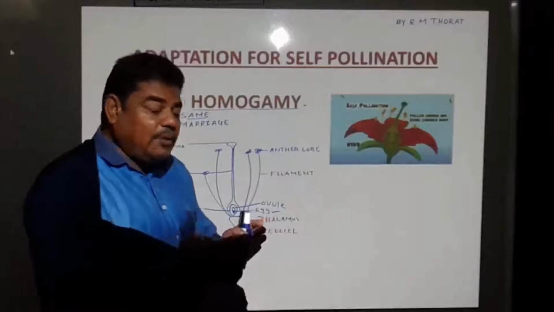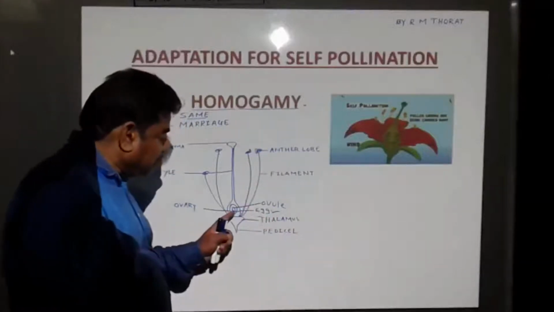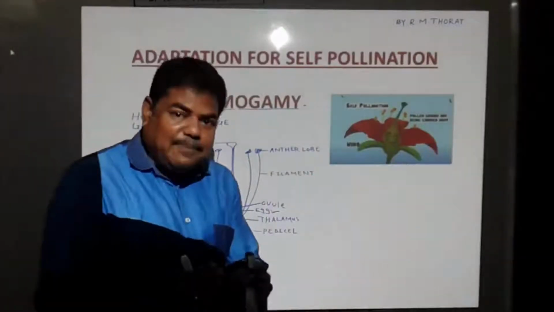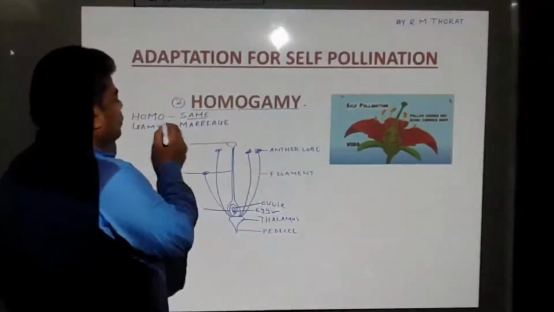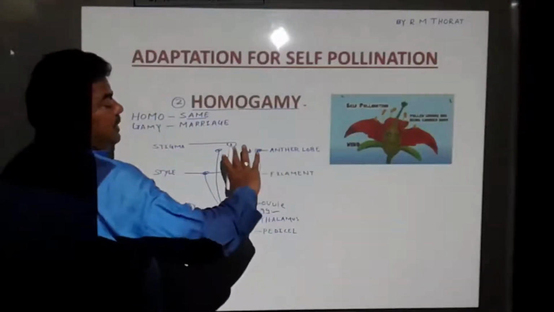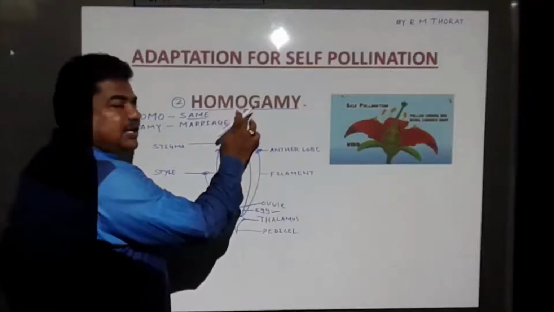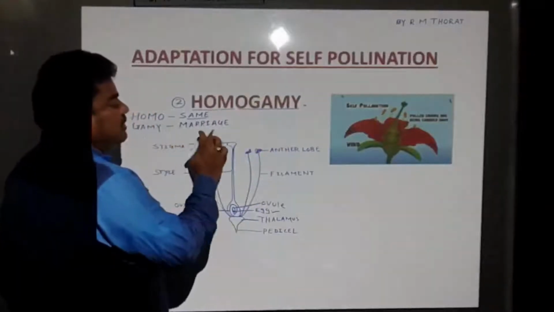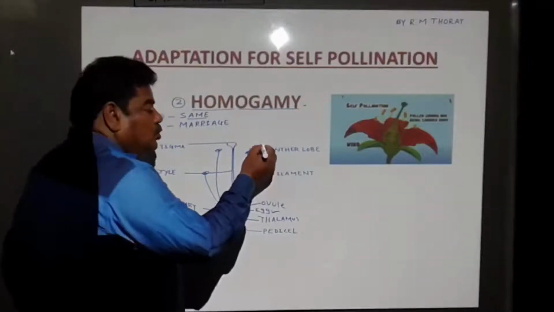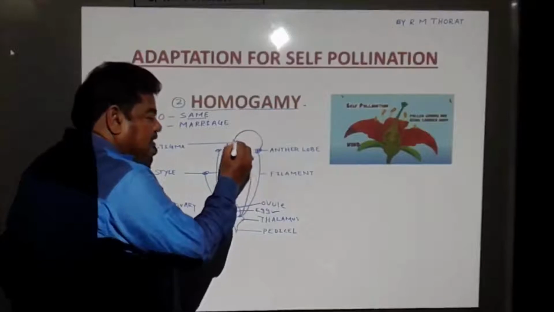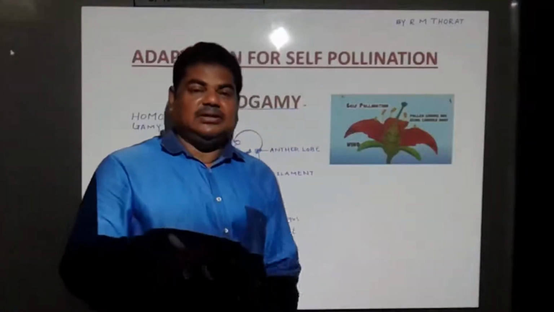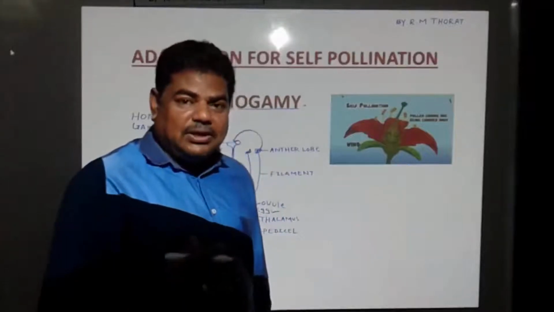The maturity period of the male reproductive organ and the maturity period of the female reproductive organ is the same, due to which we call it homogamy. The maturity period of the androecium as well as the gynoecium is the same. Gamy means marriage. It means there is a transfer of pollen grains from a mature anther lobe to the receptive stigma of the same flower at the same period. We call it homogamy.